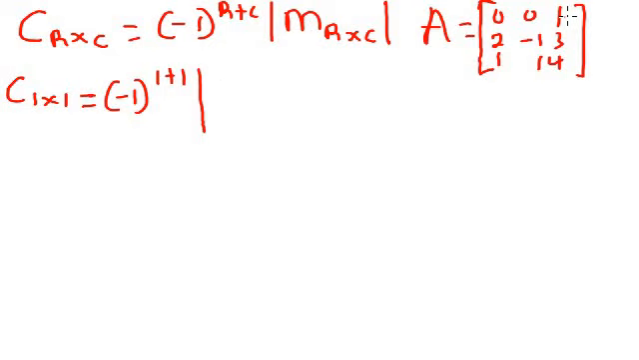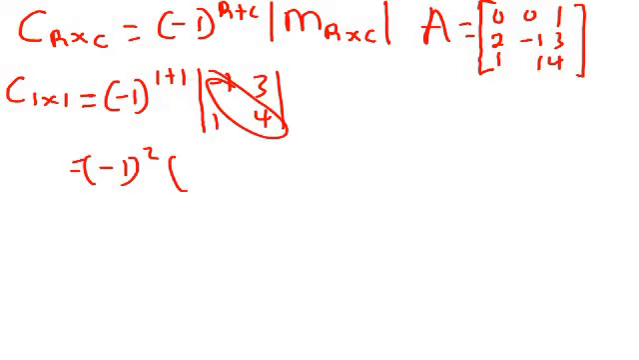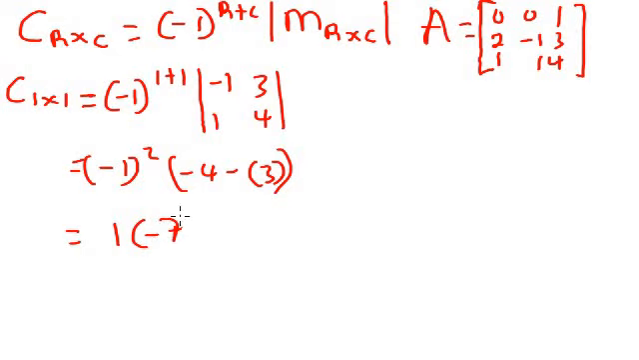So its minor matrix will be this matrix. That's going to be negative 1, 3, 1, 4. Perfect. Simplifying this forward, we would end up with negative 1 to the power of 2. Then let me just find the determinant straightforward. Negative 1 times 4. Don't forget you have to multiply the elements in the leading diagonal first. Negative 4. Then you subtract the product of the elements in the other diagonal. That's 3. So we have 1 multiplied by negative 7, which will be minus 7.